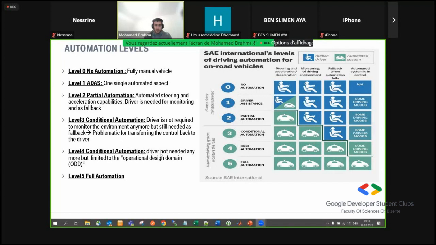Then what comes next is level 4. Level 4 is the conditional automation. The difference is that now the driver is not required to act as a fallback or to take over control anymore. That means the system is even requested to bring the car into a safe state. This is the so-called safe state, even though the system recognizes there are problems.